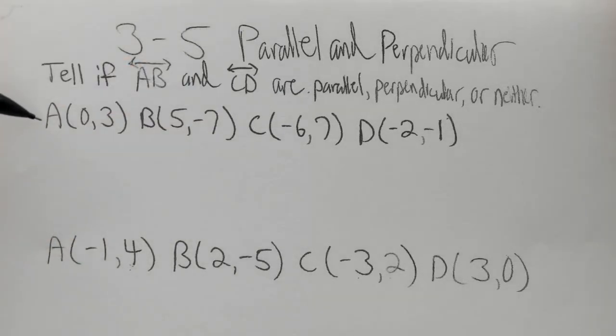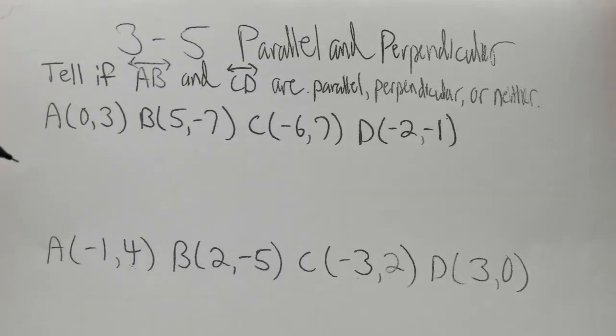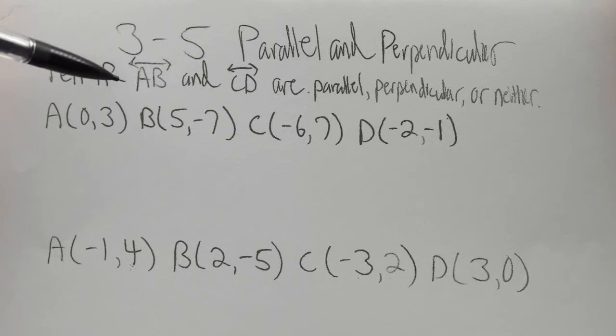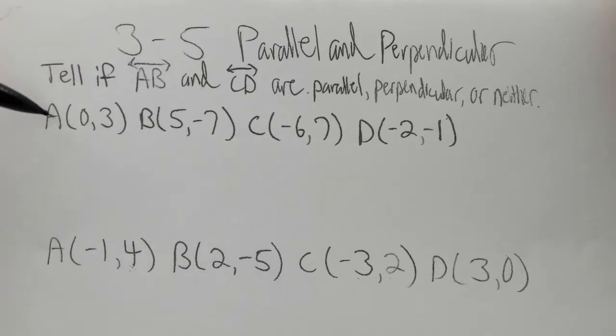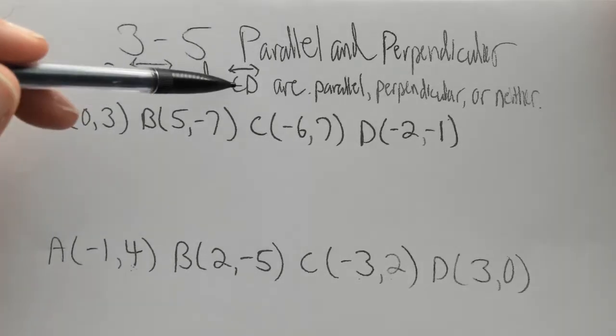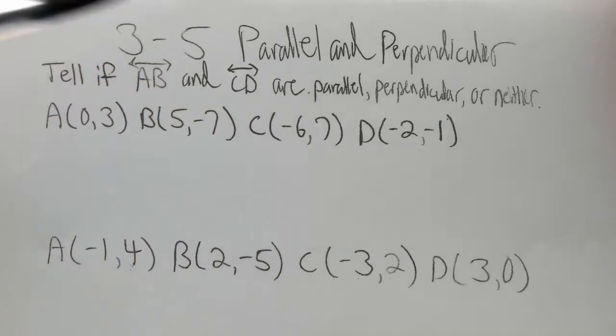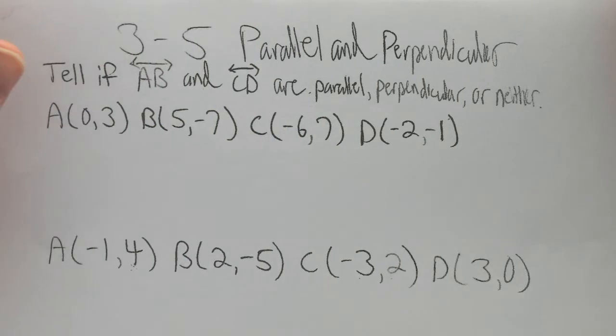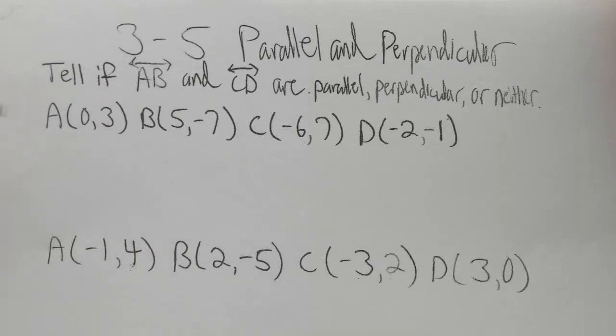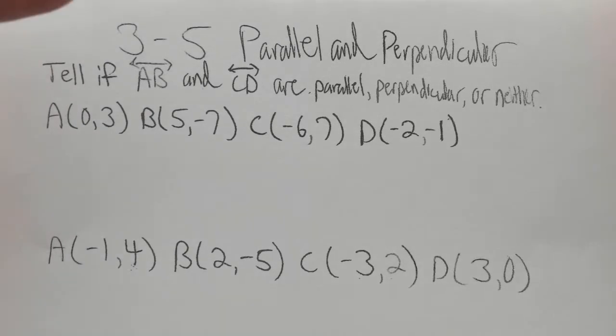Now look what they give us in the problem. They give us 4 points, and they give us the coordinates of each one of those points. So we're trying to tell whether line AB, the line through these 2 points, and CD, the line through these 2 points, are parallel, perpendicular, or neither. Well, how are we going to tell that information? You could graph them and then try to eyeball it. However, that's not exact. If it's off by a little bit, it's not parallel, and same thing with perpendicular. So that's not really an accurate way to do it.